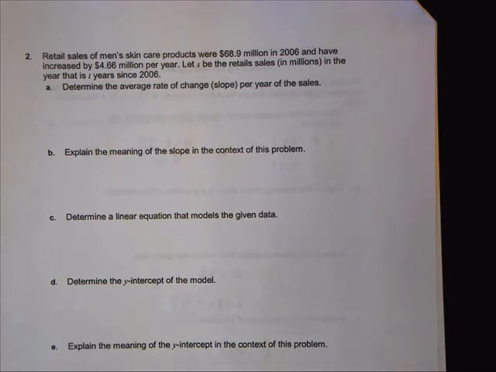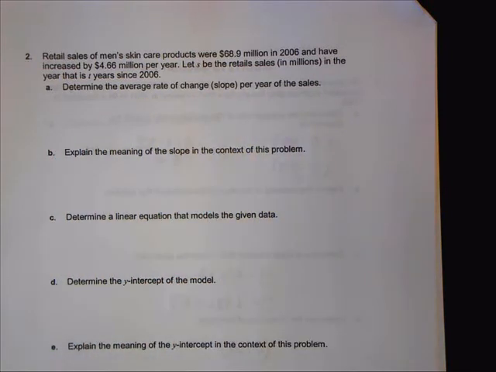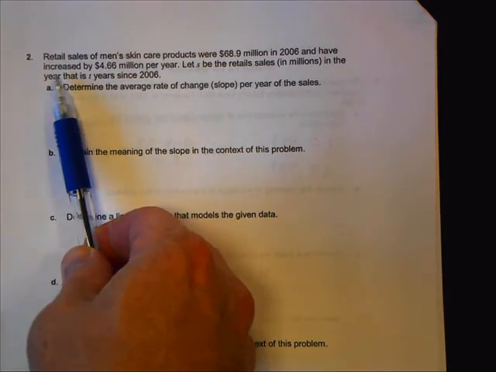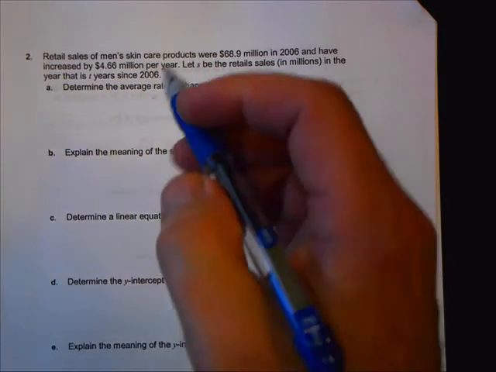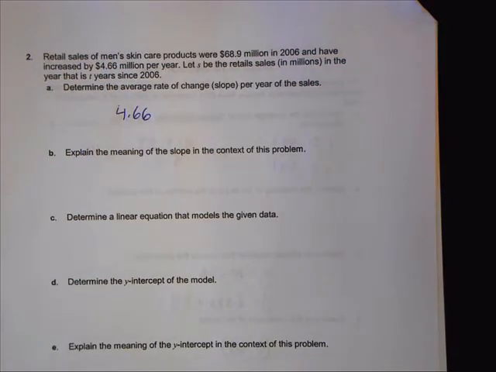Now I'm going to ask some different questions, though. Part A. Determine the average rate of change, also known as the slope, per year of the sales. I gave you the slope. What's the slope? 4.66 million per year. How do you know that's the slope? There are 2 big hints. One, it says the word increased. Slope tells you increasing or decreasing. And the other big hint is it had the word per. Anytime you see the word per, that's going to be your slope. So our slope would be just 4.66.